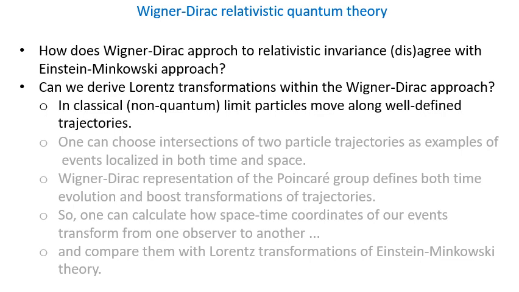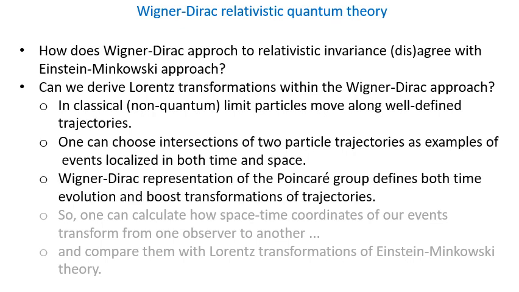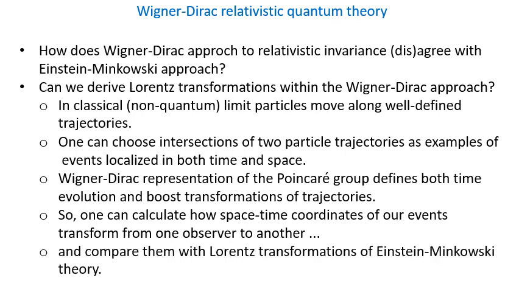Here is the idea how to do that. We know that in the classical or non-quantum approximation, particles move along well-defined trajectories. So when trajectories of two particles intersect, they create an event well localized in both space and time. In each reference frame, this event will have certain space and time coordinates. If we use the Wigner-Dirac method, we will know how transformations between inertial observers are represented in the Hilbert space, so we should be able to transform particle trajectories from one observer to another. This means that we will be able to transform the coordinates of the events' intersections from one observer to another and compare these transformations with Lorentz formulas. This is the plan.